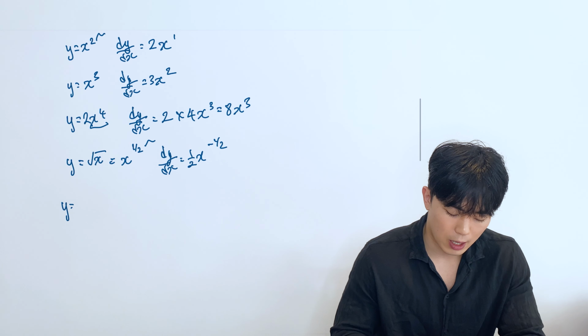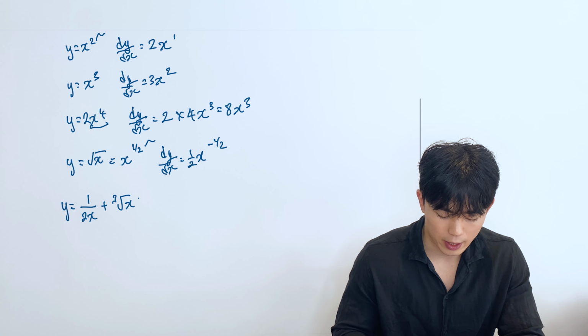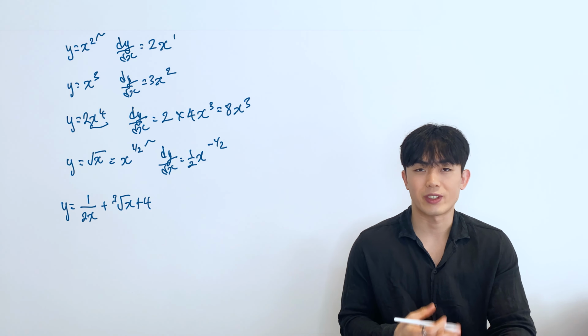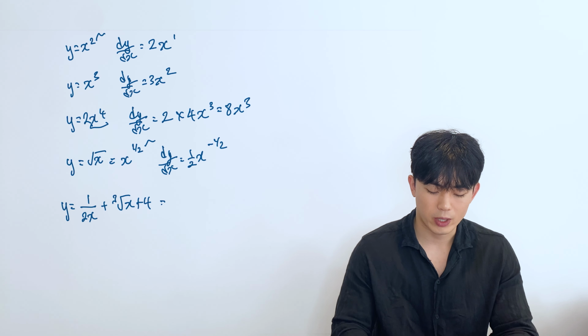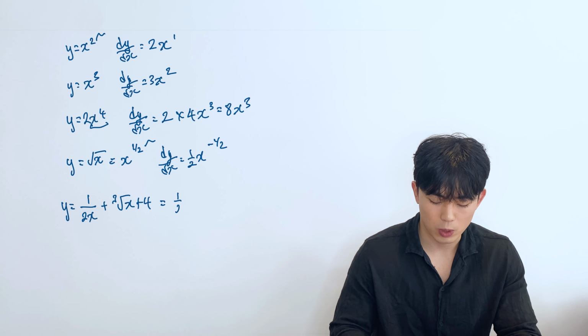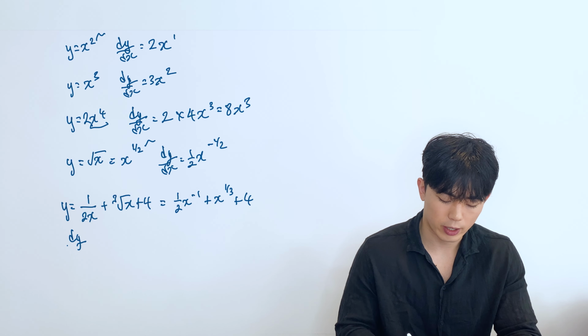Even stuff like, let's say y is equal to 1 over 2x plus cube root x plus 4. So in this case, we have 3 different terms, right? But it's the same method. We deal with each one separately. So first thing, I'm going to change it all into indices form. So this is 1 over 2 x to the power of minus 1 plus x to the power of 1 over 3 plus 4. Now I can differentiate this.